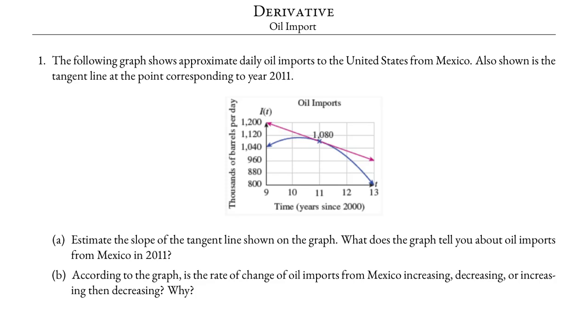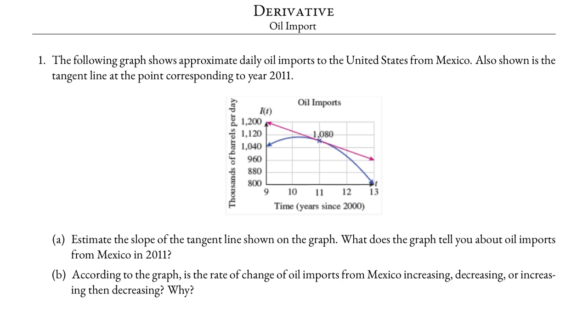The following graph shows approximate daily oil imports to the United States from Mexico. Also shown is the tangent line at the point corresponding to the year 2011. t is the years since 2000. Estimate the slope of the tangent line shown on the graph.